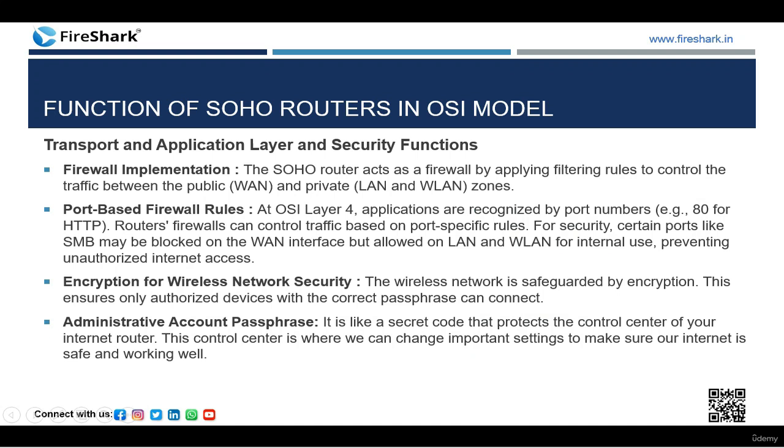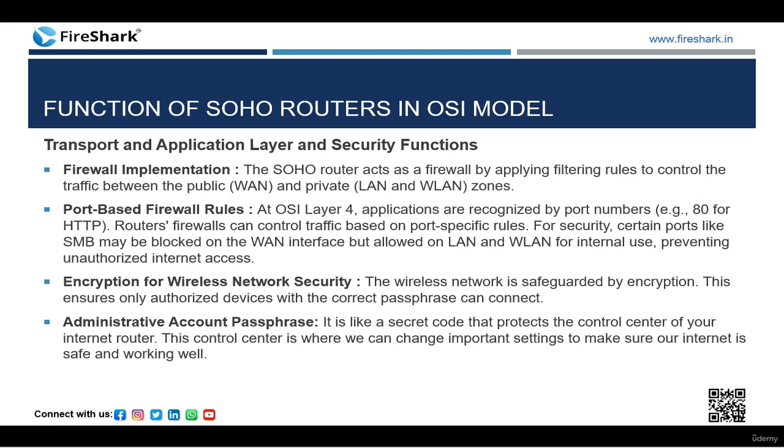Suppose you have a local connectivity, and on the local connectivity you can use SMB. But on the WAN interface you can't use that port, because maybe some outsider on the internet can breach your internal security and enter your local network, on your private network. So port based firewalls decide which port should be connected and which port should not be connected to the local network and internet.